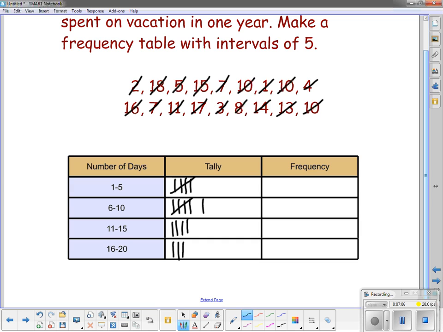The next step is to count how many tallies there were and just write that number underneath frequency. I had 5 tallies in the first group, I had 6 tallies in the second group, 4 tallies in the third group, and 3 tallies in that fourth group. And that's all I have to do for the frequency table.